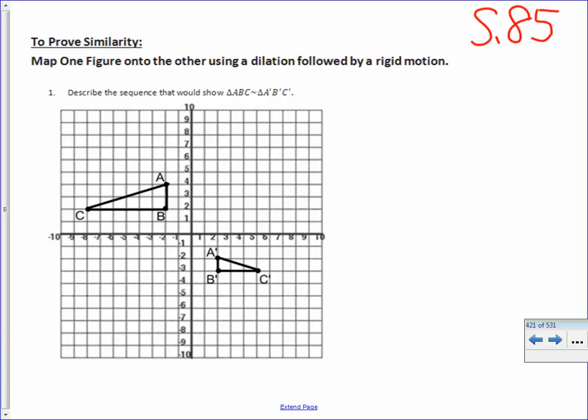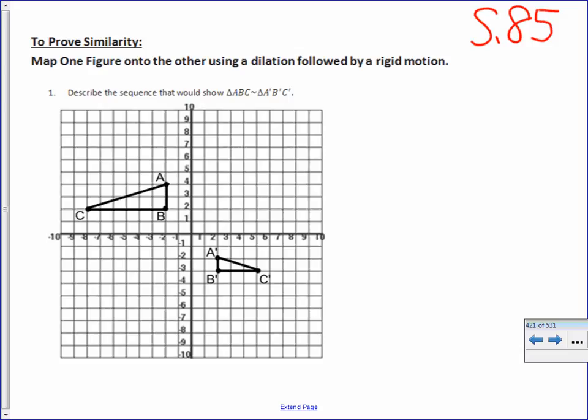Okay, today I'm going over lesson 10, day 3, which is on page S85. We are going to prove similarity using all of the different methods that we have done. The first one I am going to do is using a dilation proof. Describe the sequence that would show triangle ABC is similar to triangle A prime, B prime, C prime.